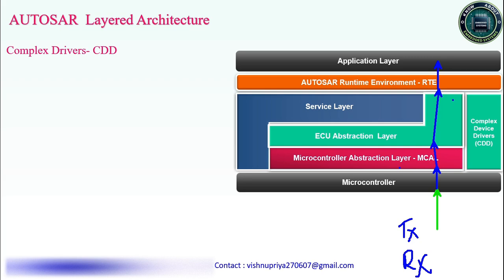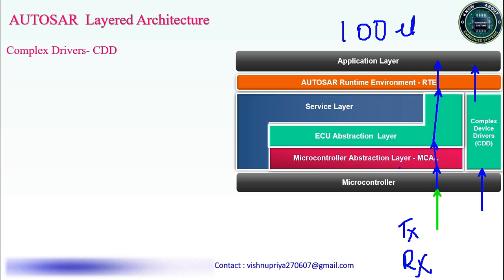But for some applications, I don't want this much delay. Let us assume this path is taking 100 microseconds, but I do not have that much time. As soon as I get the data, I want to connect directly to the application layer. In this scenario, the CDD comes into the picture. Whenever you want to bypass all the AUTOSAR layers, use your CDD.